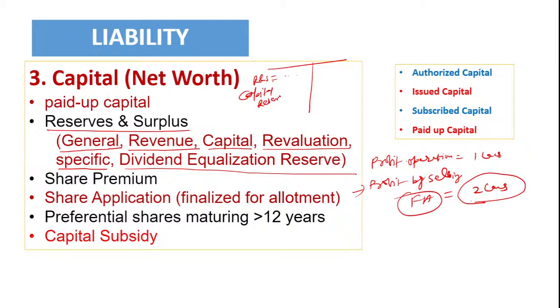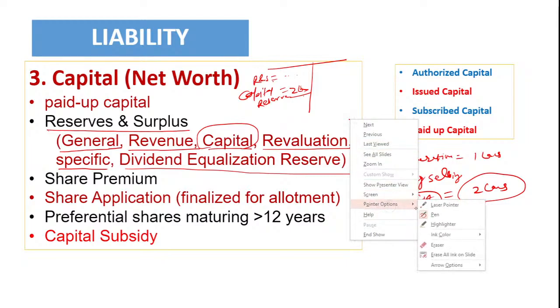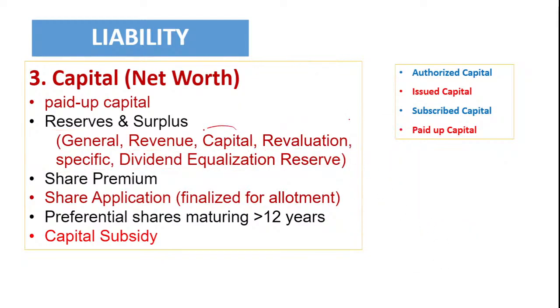Capital reserve means the reserve has been created by generating a profit from the selling of investment. So you will write 2 lakh rupees here in the capital reserve. If you find 2 lakh rupees in the capital reserve, you should understand very well that the company has earned this 2 lakh rupees not from the operation. The company has earned the profit by selling the investment assets. So hopefully capital reserve is clear to all of you.